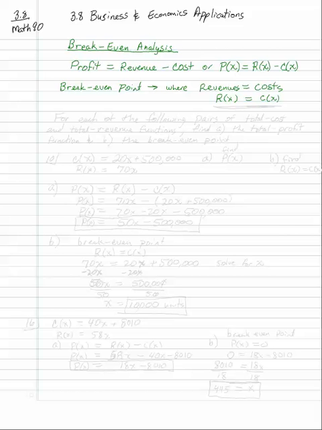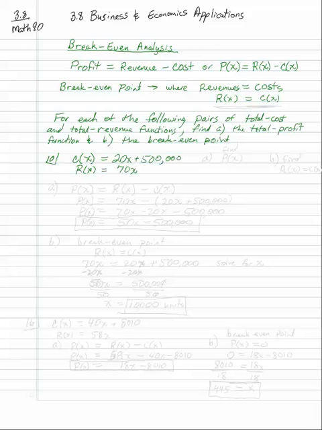Alright, so let's try one of the homework exercises. For each of the following pairs of total cost and total revenue functions, find A, the total profit function, find P of X. And then B, find the break-even point. Remember, the break-even point is where the two functions are equal to each other.